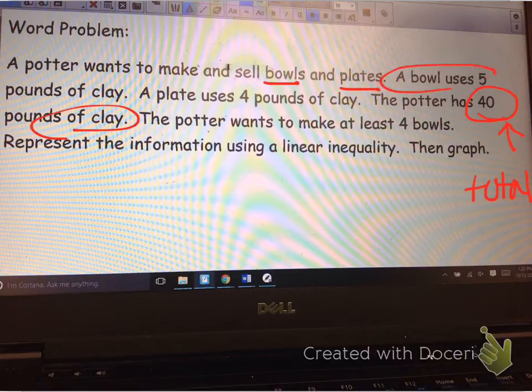5 pounds of clay is part. 4 pounds of clay is part. Together, these parts make up the total pounds of clay. So I'm going to write that first.